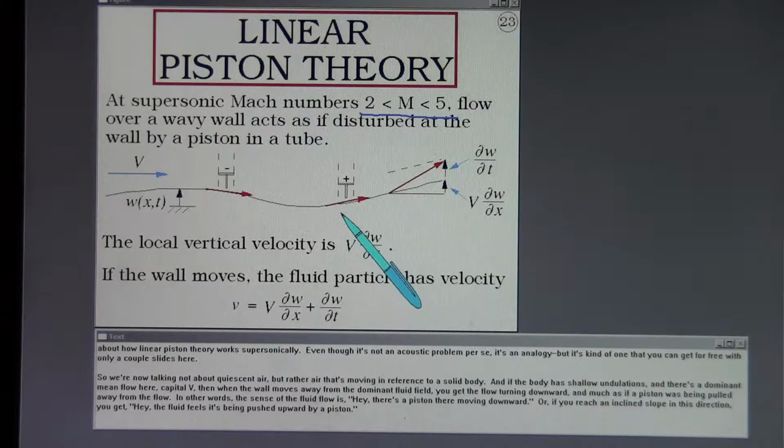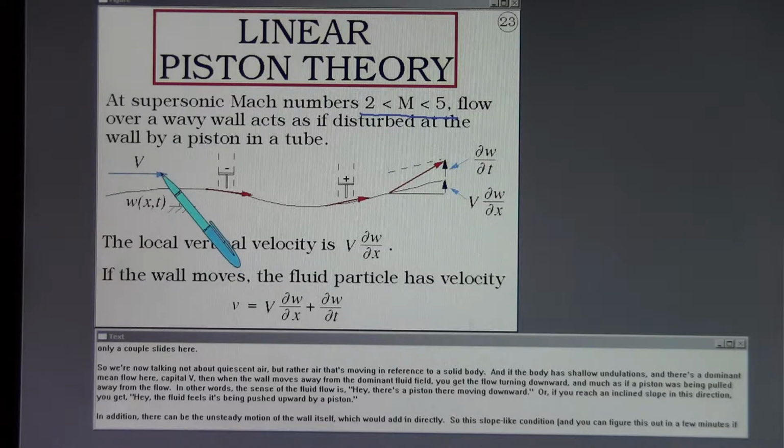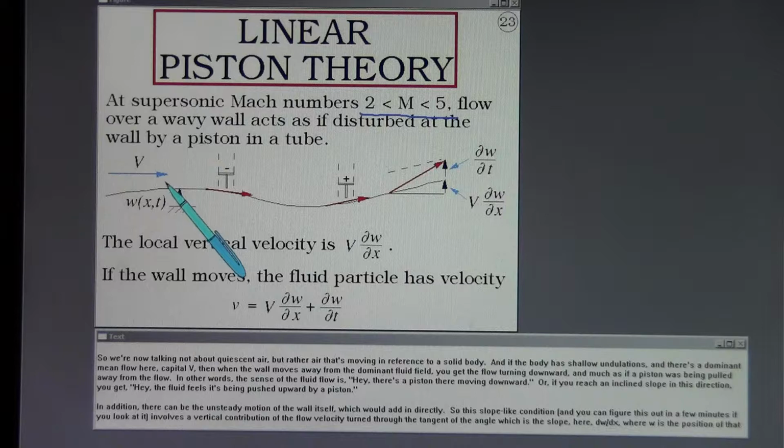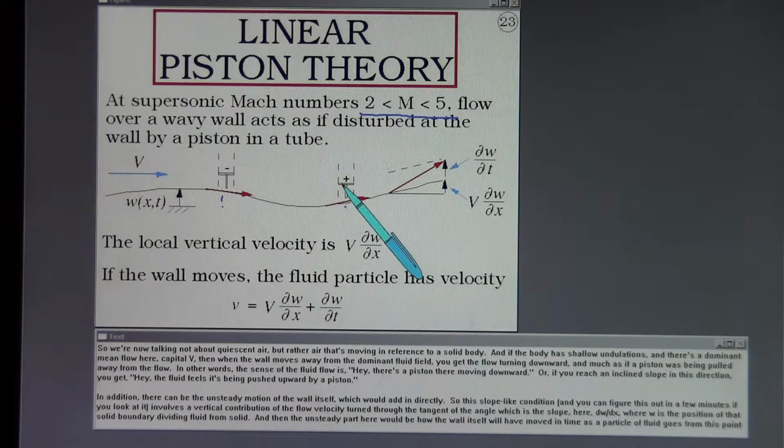And if the body has shallow undulations, and there's a dominant mean flow here, capital V, then when the wall moves away from the dominant fluid field, you get the flow turning downward, much as if a piston is being pulled away from the flow. In other words, the sense of the fluid flow is, hey, there's a piston there moving downward. Or if you reach an inclined slope in this direction, the fluid feels it's being pushed upward by a piston. In addition, there can be the unsteady motion of the wall itself, which would add indirectly.